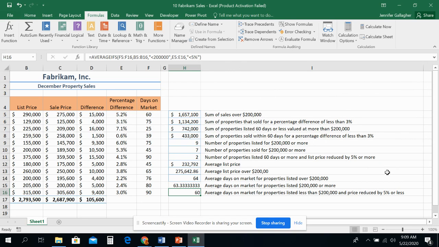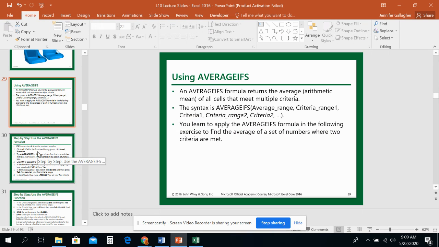And so the average number of days of properties listed under 200,000 that have a price difference from the list to sales price of 5% or less is 60 days. Okay, and these are just numbers that people are asking for and looking for. Like, why in the world am I doing this? Well, that's why, because somebody out there has said, I am looking for that information.